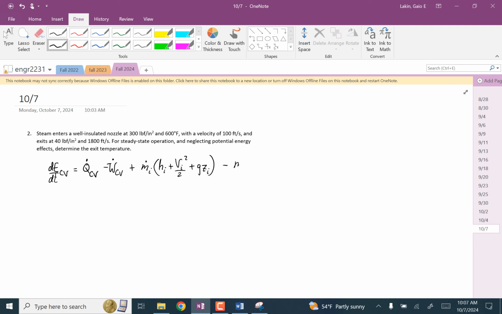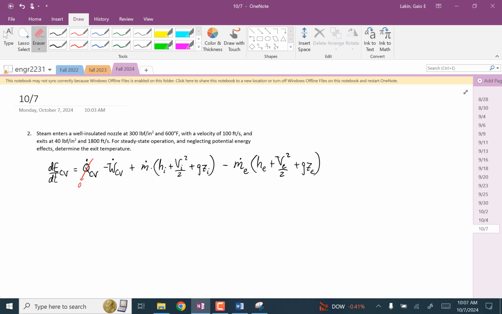Insulated, so Q cancels. Steady, so dE/dt cancels. Okay, so it's well insulated, so there's no heat transfer in the control volume. It's steady state.